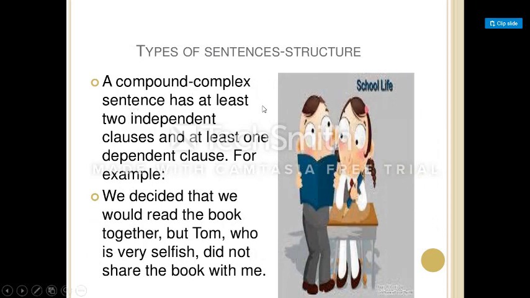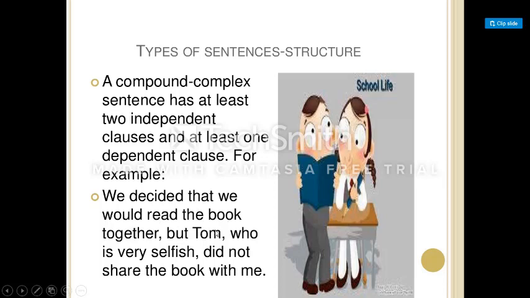Now comes the next type, that is a compound complex sentence. A compound complex sentence has at least two independent clauses and at least one dependent clause. There is no restriction regarding dependent clauses, but as far as independent clauses, there must be at least two independent clauses.